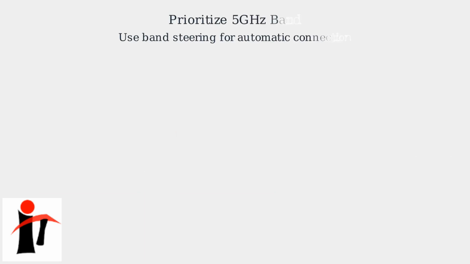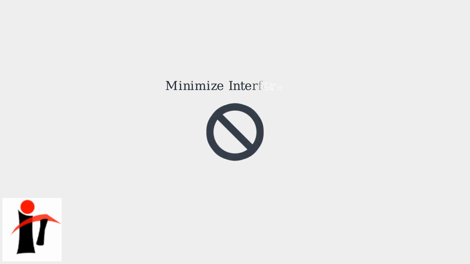Ensure your devices connect to the 5 GHz network whenever possible. Modern routers often have a band steering feature that automatically encourages this. Keep your router away from walls, metal objects, and other electronics that can cause interference.